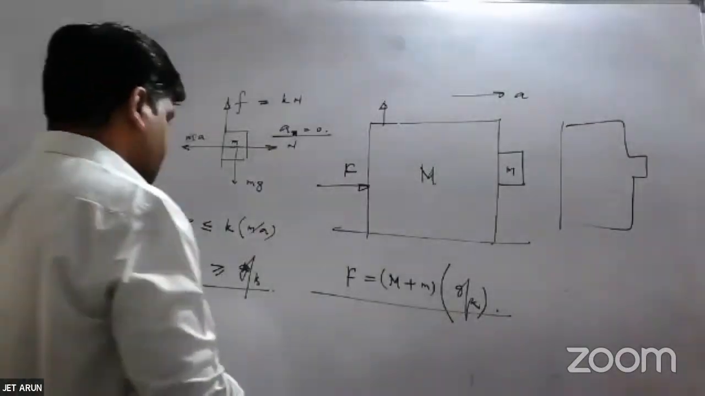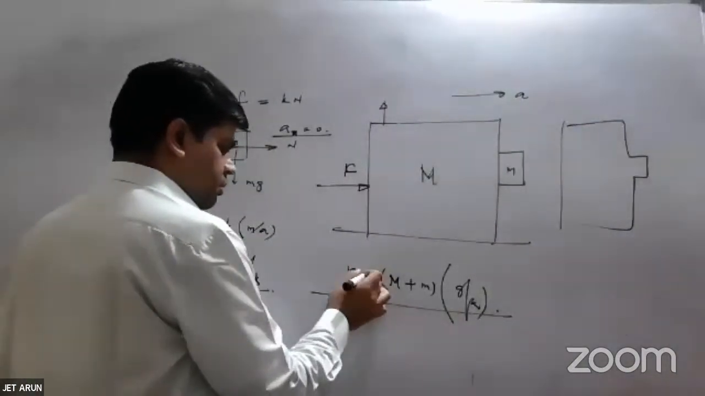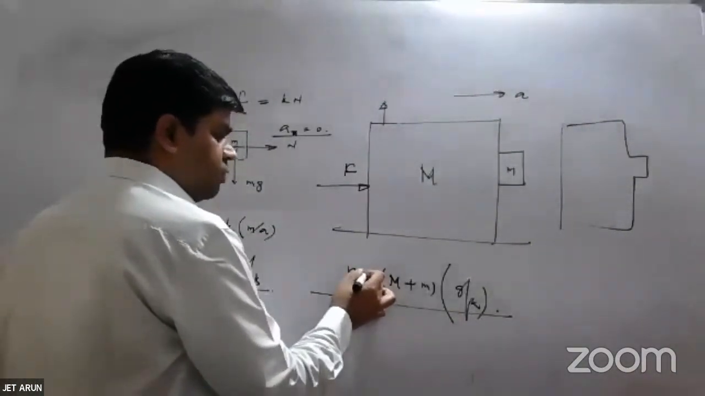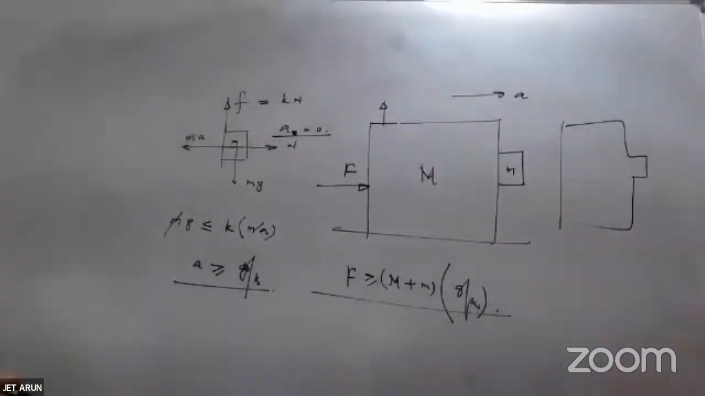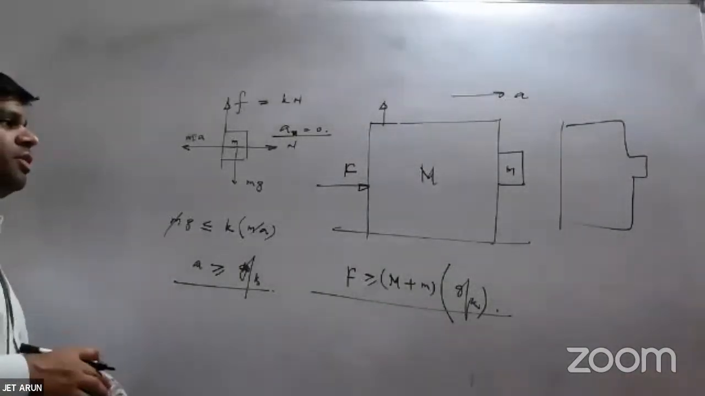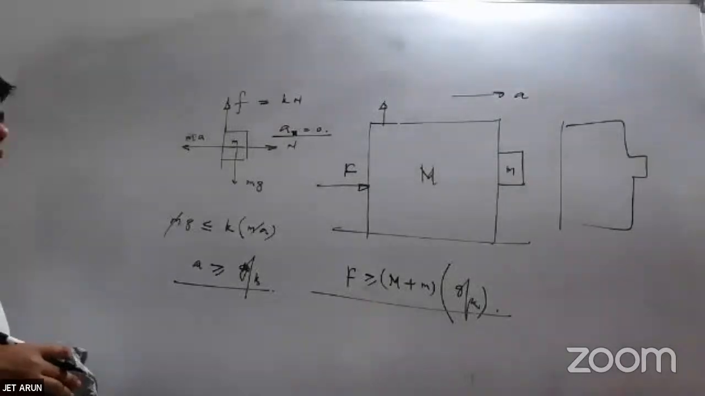So F should be greater than or equal to this force for the particle to be at rest with respect to the wedge. So minimum force is (M plus m) into g by mu. And anything more than that, the block will remain at rest. But what will be the value of friction on the block?